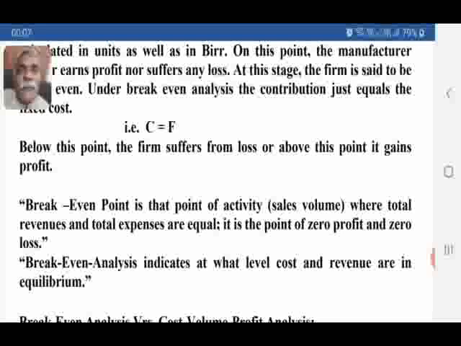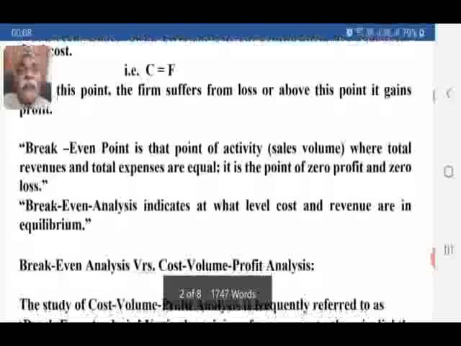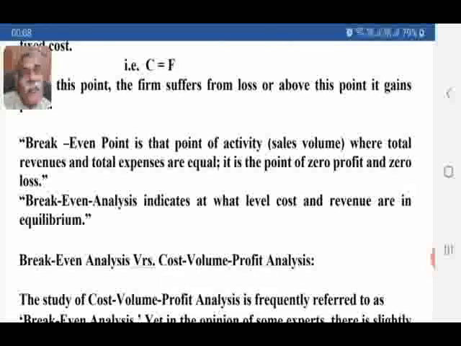Below this point, the firm obviously suffers from loss, and above this point, the organization earns profit. So break-even point is the point of activity where total revenue and total expenses are equal. It is the point of zero profit and zero loss. Break-even analysis indicates at what level cost and revenue are in equilibrium.